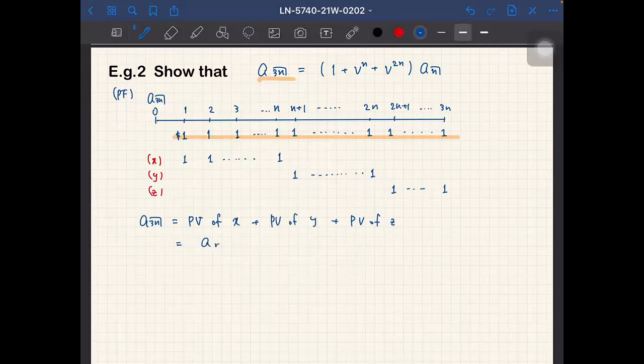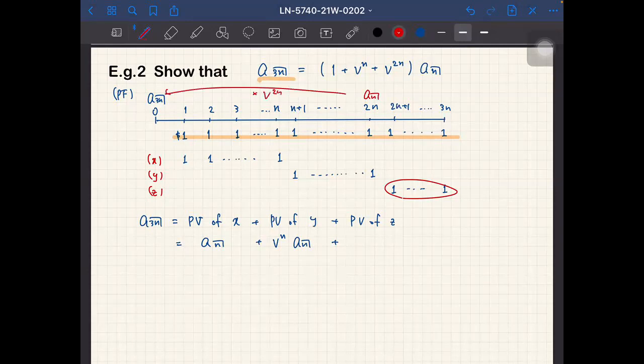And the next one, y, is actually deferred n years, so it is v to the nth power times a angle n. And the third one is at the 2nth year. So for this payment, the present value at 2n is a angle n, and it goes back for n years, so we multiply by v to the 2nth power. So this is the present value of z: v to the 2nth power times a angle n.